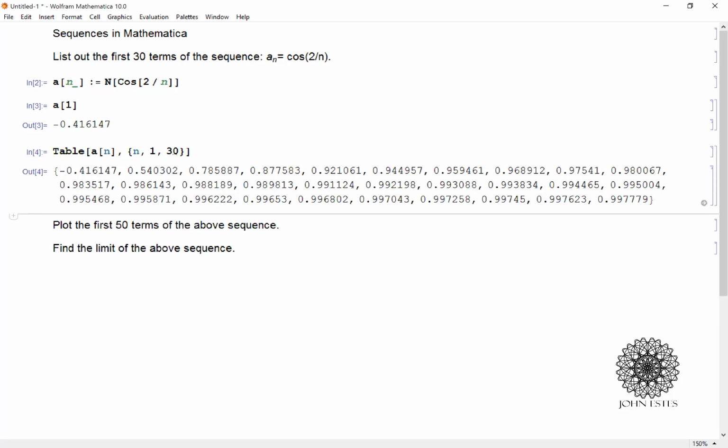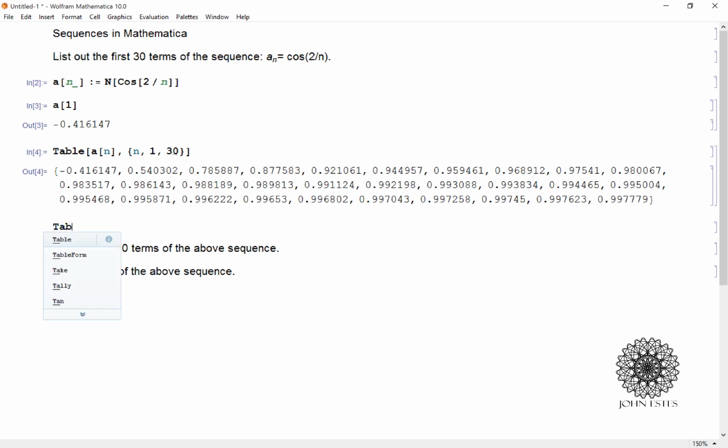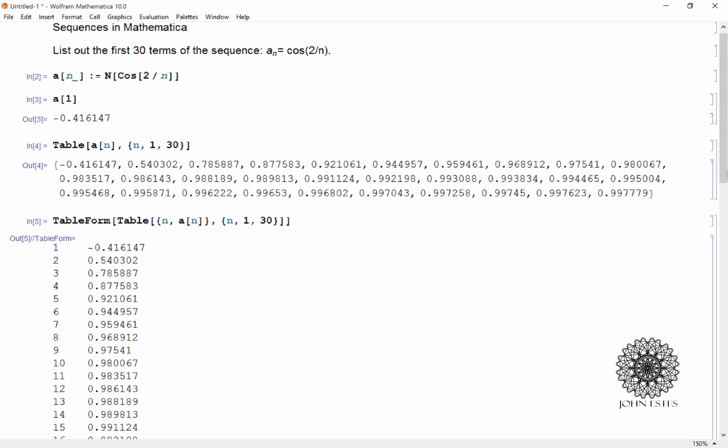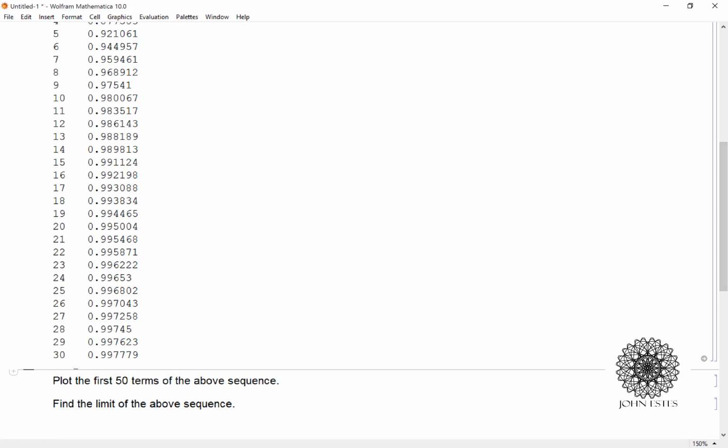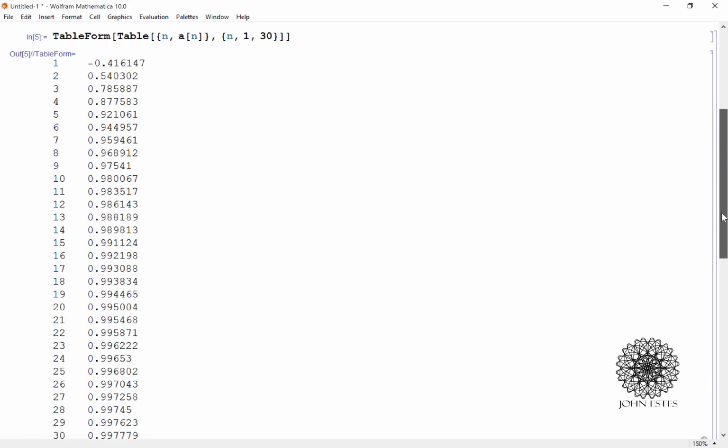There they are. Now these are not presented too well, so I can put TableForm around my table, and to make it clear which term I'm talking about, I'm going to make this an ordered pair, n, a sub n. You can think of this as two different columns: the first column being which term in the sequence I am, and the second column being the actual value. When I hit shift enter, you can see that I have 30 terms, and these are the values. So they're the first 30 terms of my sequence.